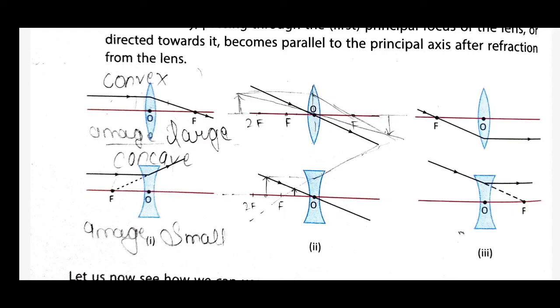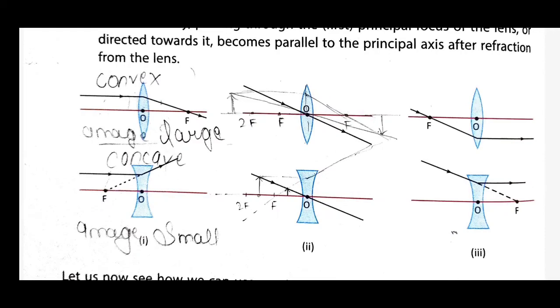So we have to take care of these three, which I am repeating again: a ray incident parallel to the principal axis passes through the focus; a ray passing through the optical center passes in a straight path without any deviation; and if the ray passes through the focus, meaning incident through the focus, then it must be parallel to the principal axis.